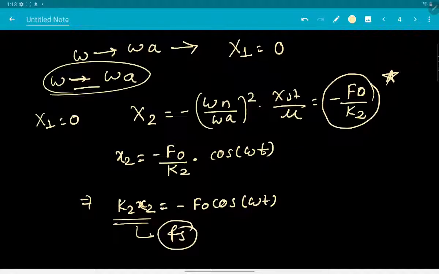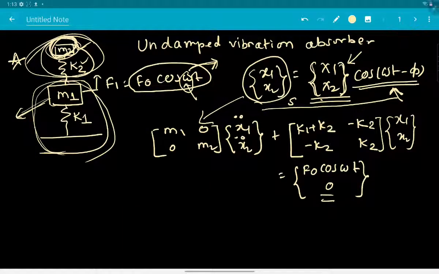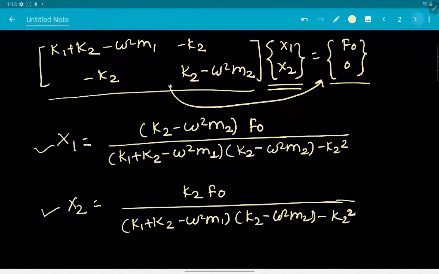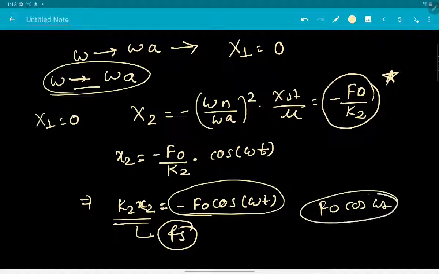It is nothing but the spring force of this system number 2, which is acting onto this mass number 1. It is acting exactly in the opposite direction, which is exactly opposite of F0 cosine omega t. So if F0 cosine omega t is the externally applied force, then the spring force acting on mass number 1 is the negative of it.